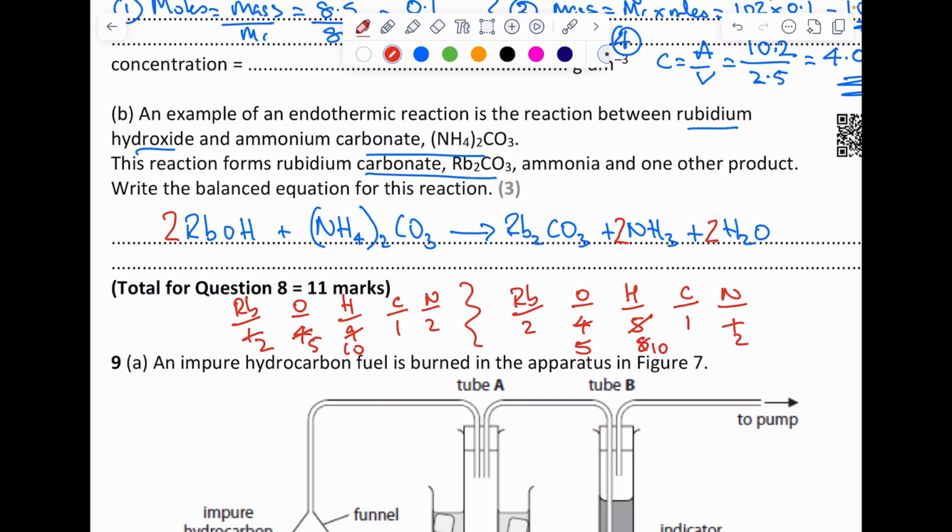Marks wise, what we're going to get here is 1 mark for the formula being in there correctly, and then 1 mark for this equation being balanced correctly.